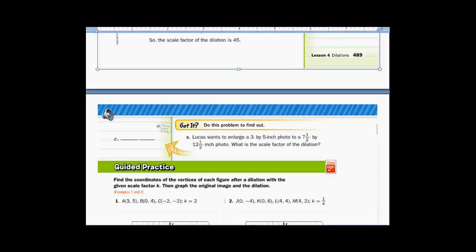All right. Lucas wants to enlarge a 3 by 5 inch photo to a 7.5 by 12.5 inch photo. Odd request, but again, Lucas may be a little odd himself. Who knows? What is the scale factor of the dilation? So what they are saying is, how many 3's can fit into 7.5?